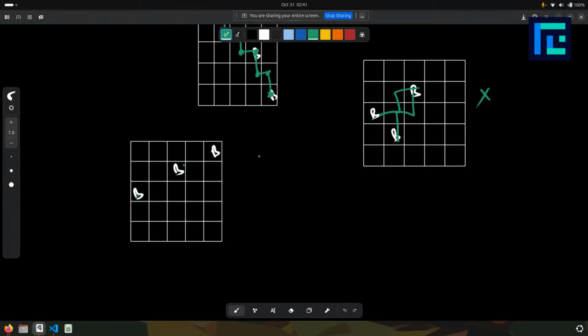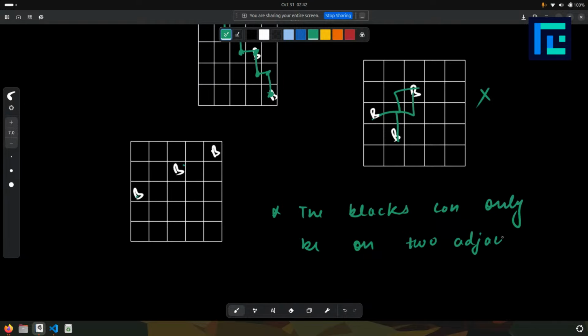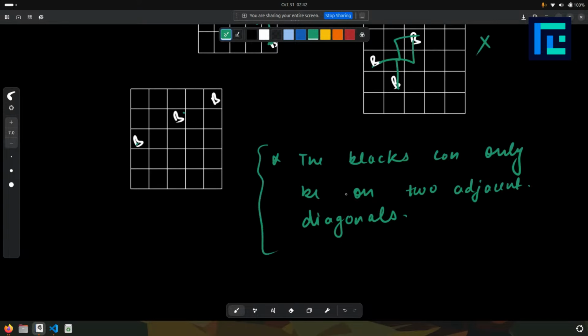So basically this is another observation. The blacks can only be on two adjacent diagonals, because I cannot be moving to both the diagonals. So the blacks can only be on two adjacent diagonals. Now, is there an exception to this case?